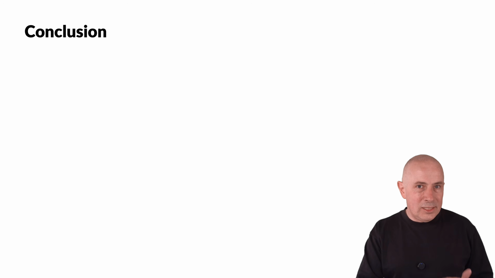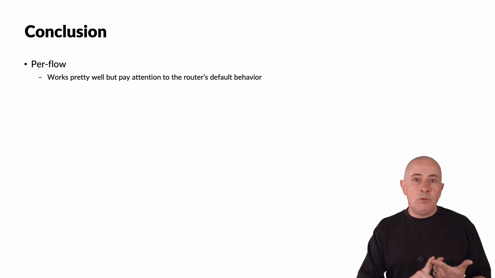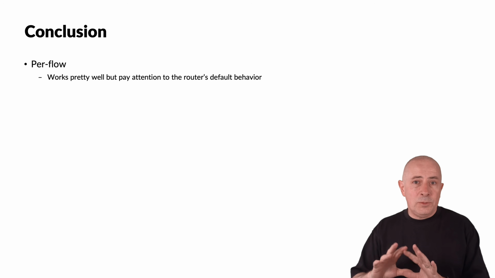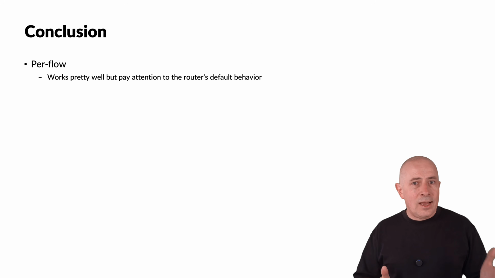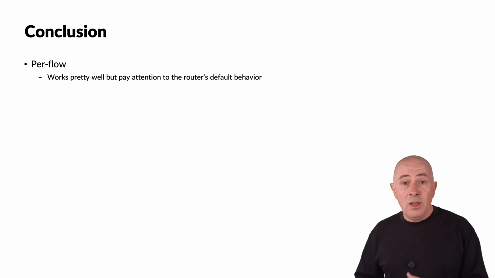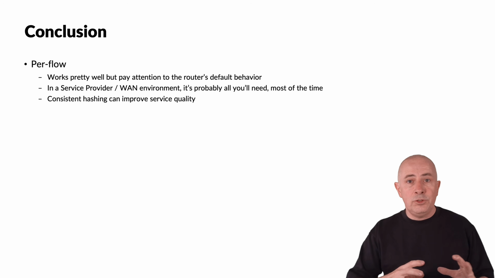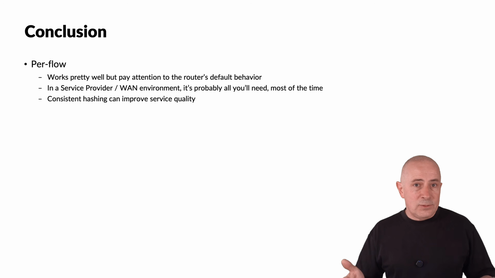Let me summarize what we said in this video. Per-flow load balancing is probably enough in a WAN environment, even if some tweaking is always possible. Pay attention to your router specificities. Default configuration can be different from one product to another. Consistent load balancing can help reduce the impact of links flapping, for example. No reason to not leverage it when it's possible.